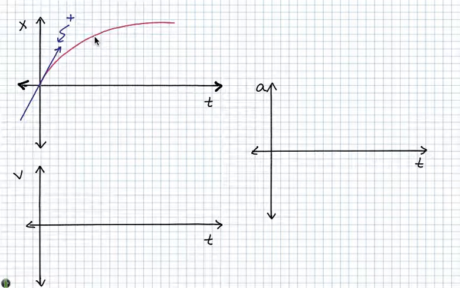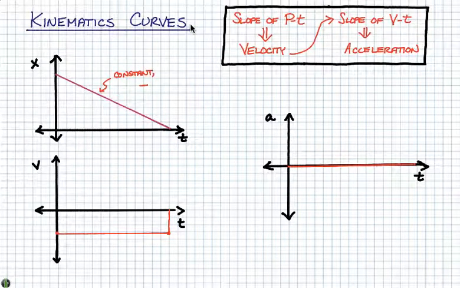Okay, and if we take a look about halfway through, if I draw another tangent line about halfway through, well, that slope is a little bit less, but it's still positive. And if we take a look at the very end, the slope at the very end is 0. So the slope of our position time graph is going from very, very positive to less positive to 0. And if we remember, the slope of a position time graph gives us our velocity.